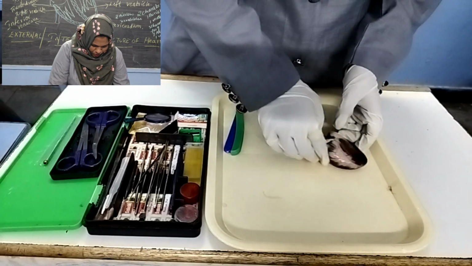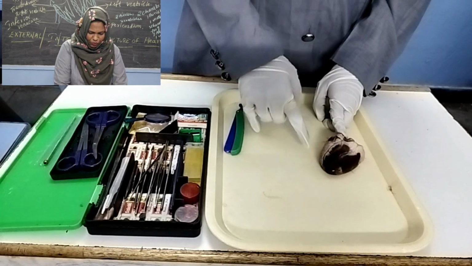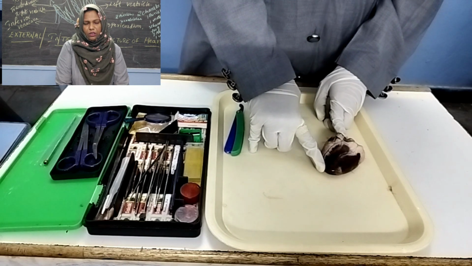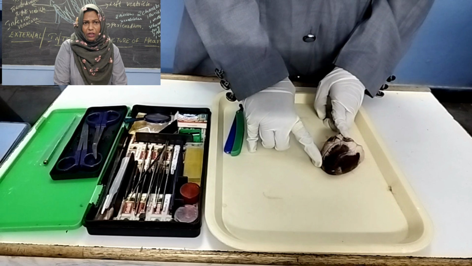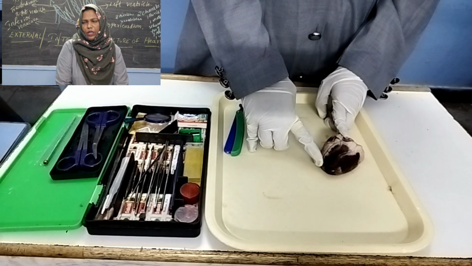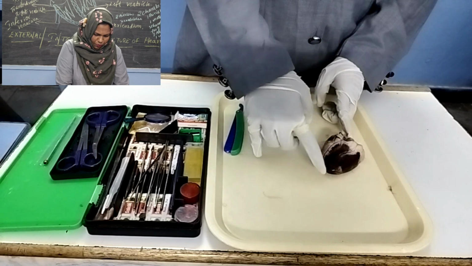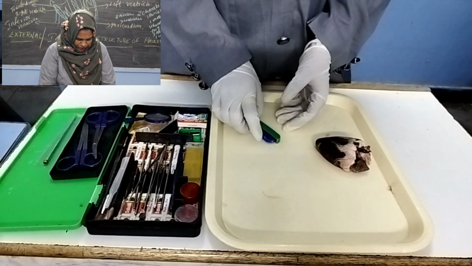Now, we'll see the superior vena cava, which will be present on the upper side, and the inferior vena cava on the lower side. Superior vena cava carries the blood from the upper parts, and inferior vena cava carries the blood from the lower parts of the body. Now we'll dissect the heart to see the internal structure.